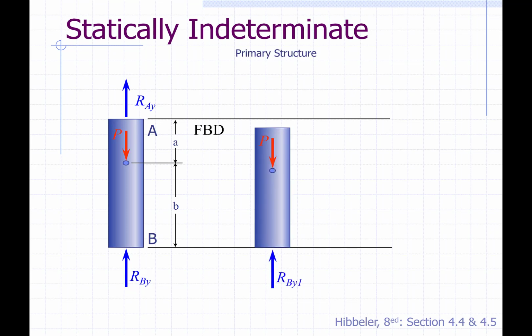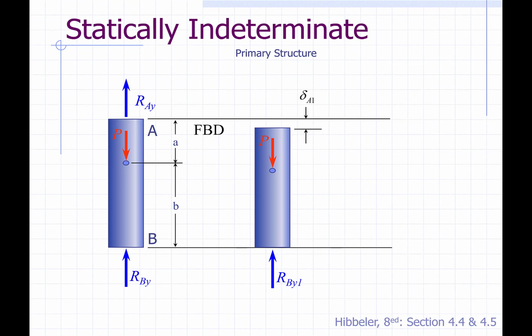So we'll start off by establishing a primary structure. The primary structure is established by removing one of the additional supports. In this case, I've removed the additional support at A and kept the support at B. We can then see that if the load P is applied, we will get a reaction at B, but we annotate that with a little subscript 1 to indicate that it is not the same as the reaction of By in the original system. Note that there is no reaction at A because that support has been removed.